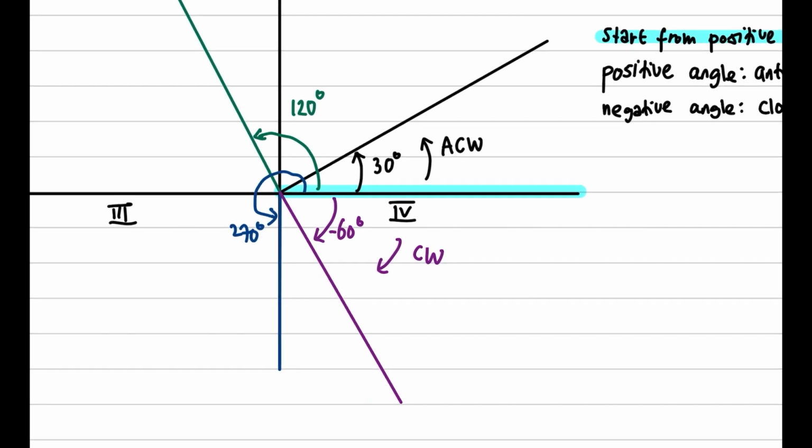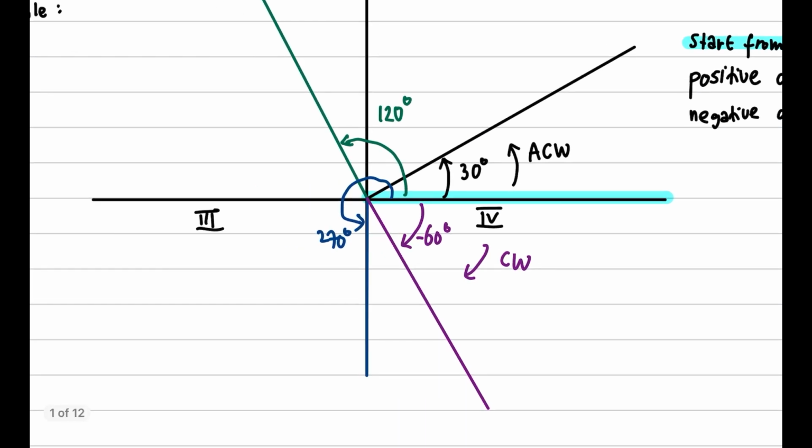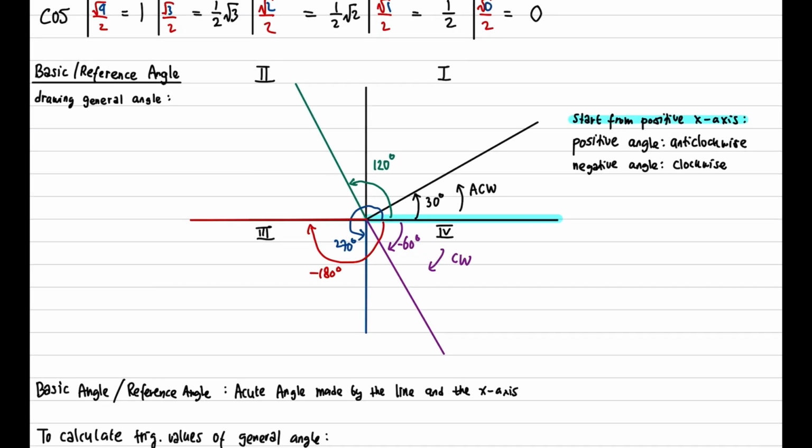And then if you want to draw, for example, minus 180, it goes 180 degrees around here. This is minus 180 degrees, and this will be your line. So this is how you draw a general angle.